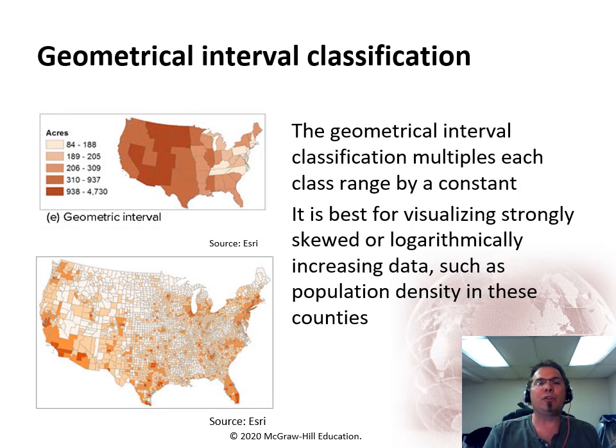You have the geometric interval classification, which multiplies each class by a constant. It's best for visualizing strongly skewed or logarithmically increasing data such as population density. So this might be another option you could use, but again, it's not something you're going to do very often. It has very specific uses.